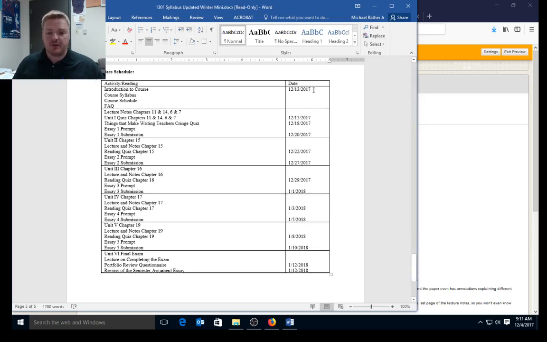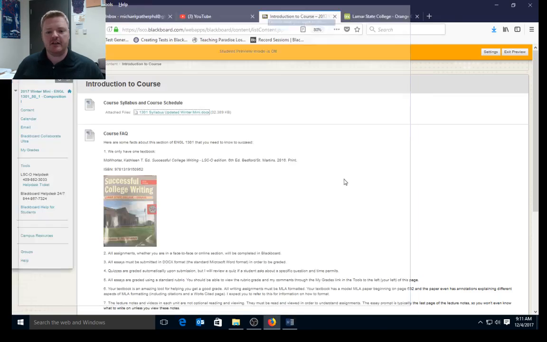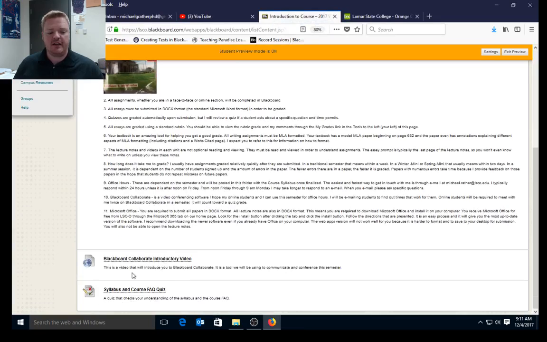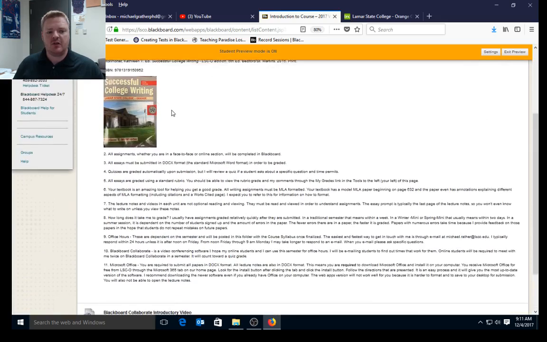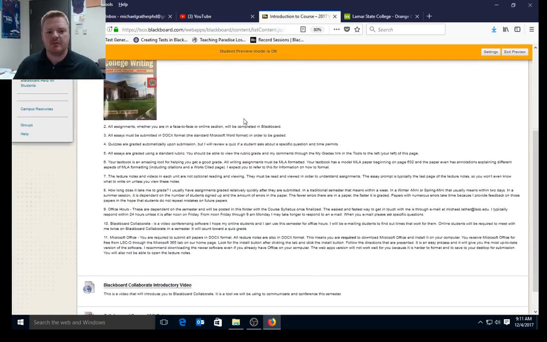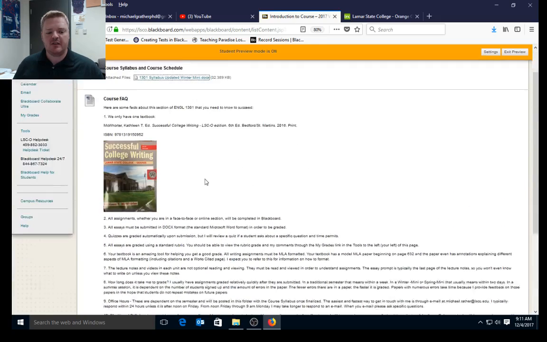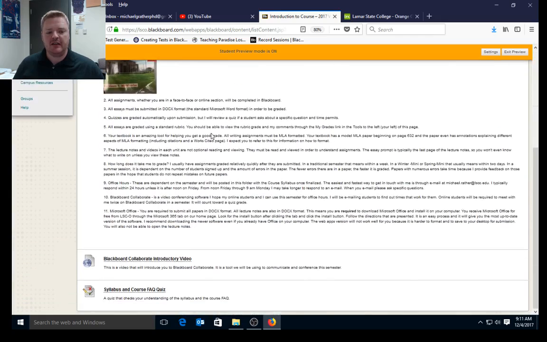But in a normal semester, these dates would be much more spread out than they are. But you need to read this and know this because there is actually a quiz down at the bottom here. There is a quiz for you to complete. Then there's the course FAQ, which gives you all the information. There's the picture of the textbook, the ISBN for the textbook, some key information about the course itself.